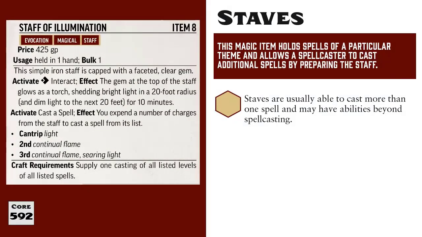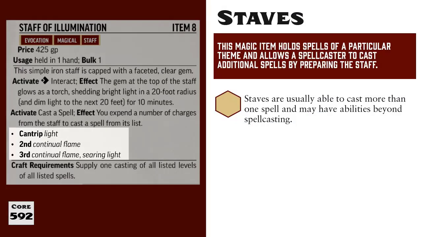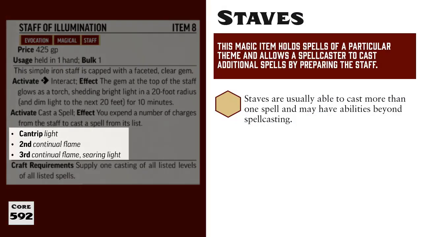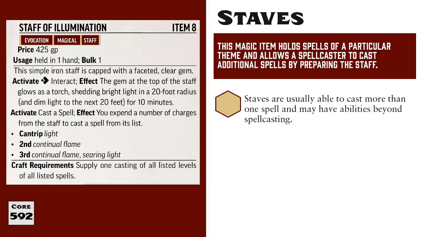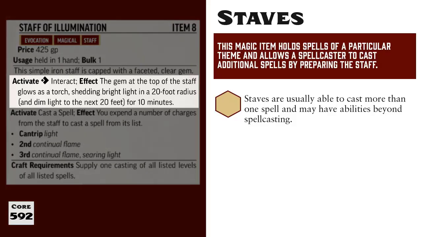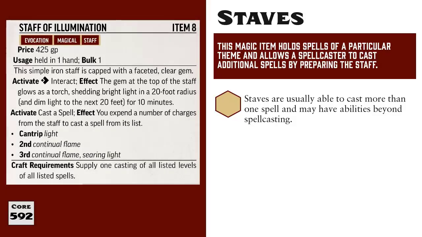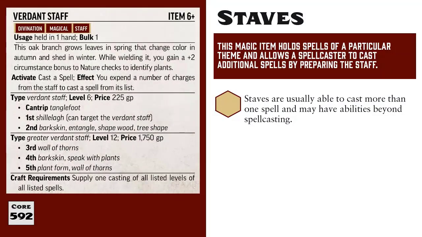For example, a Staff of Illumination can be used to cast the Light cantrip, 2nd level Continual Flame, 3rd level Continual Flame, and Searing Light. And in addition to its spells, you can also use one action to cause the staff itself to light up like a torch. Like many other magic items, staves can come in different varieties.